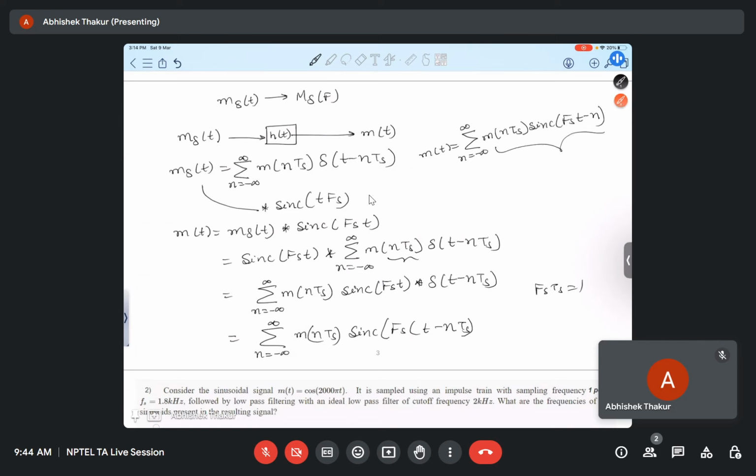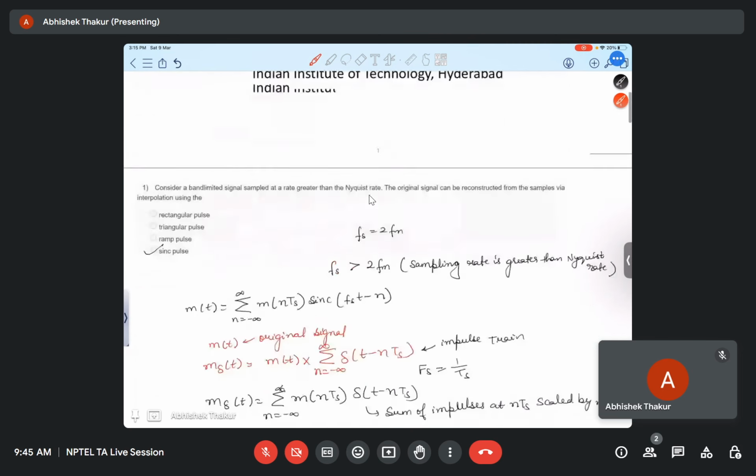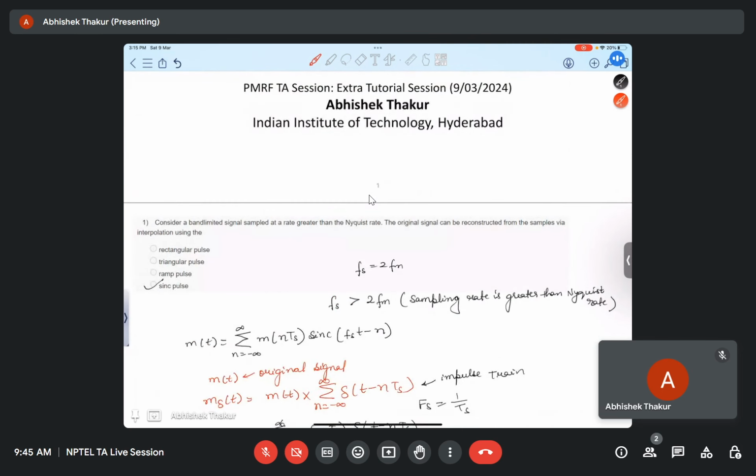Write this point: shifting sinc(fs t) to each nTs, scaling by m(nTs), followed by a sum. So how can this message be reconstructed? The correct option is option D, that is sinc pulse.